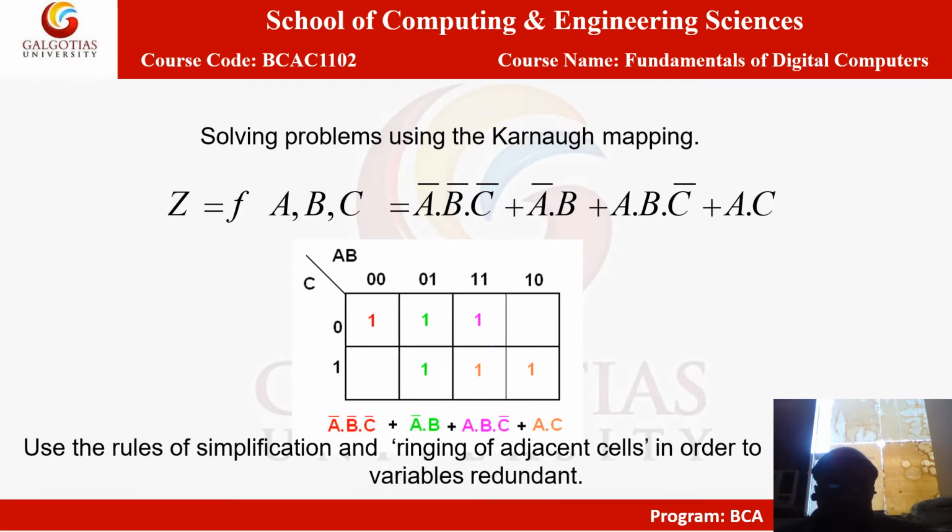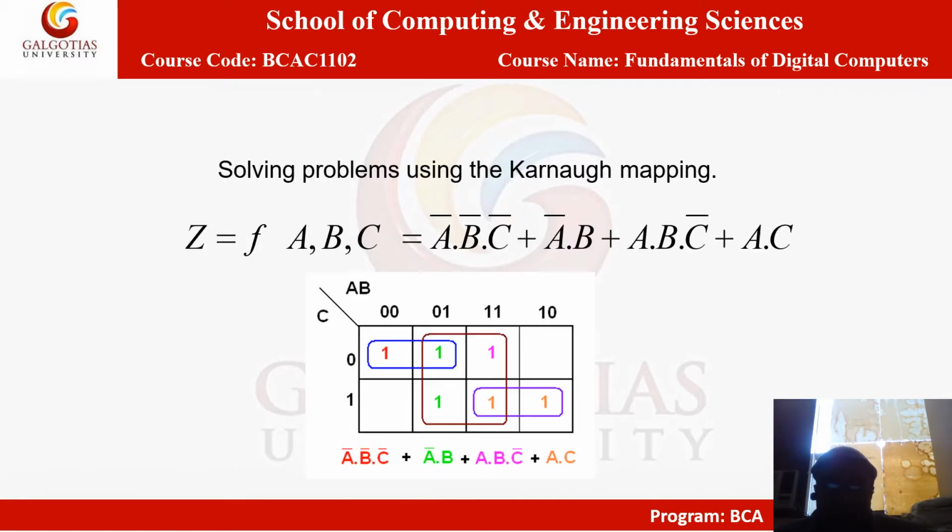Use the rules of simplification and ringing of adjacent cells in order to make variables redundant. So look here, all 1s will be combined. First we will see the largest group. The largest group is these 4. These 4 1s will make the largest group. Then the 2 other groups are this 2 and this 2. You may remember that overlapping is allowed. Overlapping of 1 is allowed.